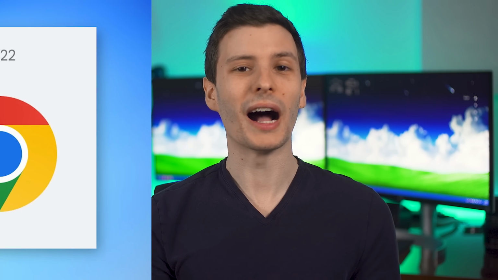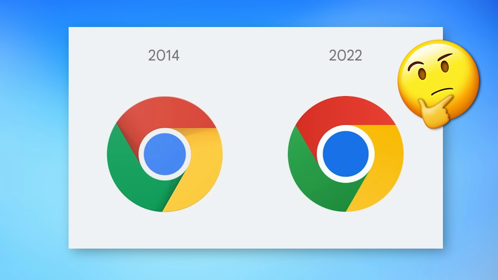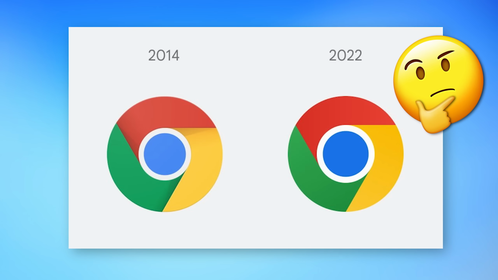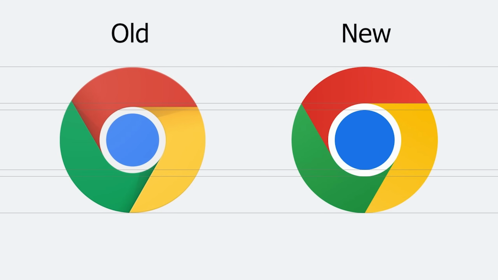First of all, there is a new icon for Google Chrome, though I wouldn't fault you for not noticing. It's basically exactly the same, except maybe a little bit more saturated colors and a little bit flatter, but other than that, it's kind of the same thing.